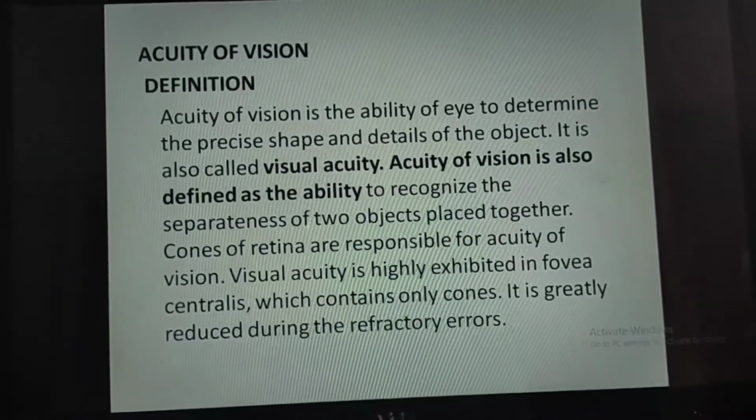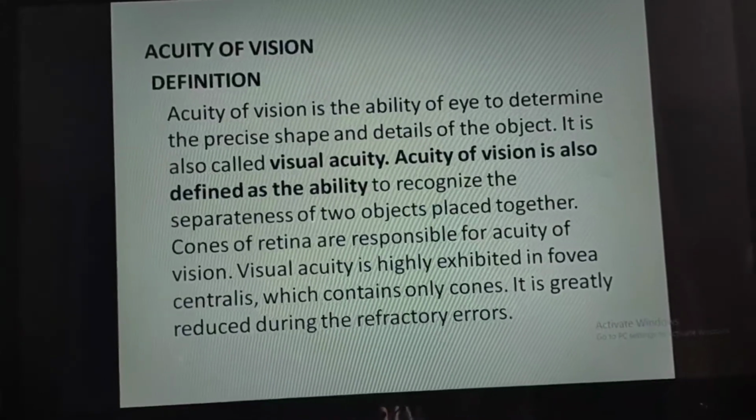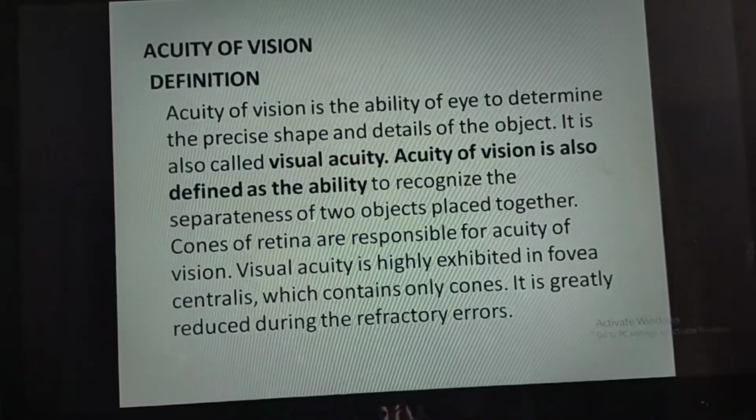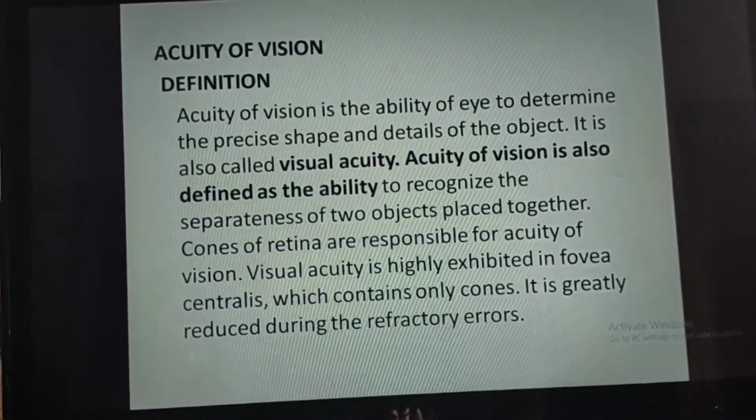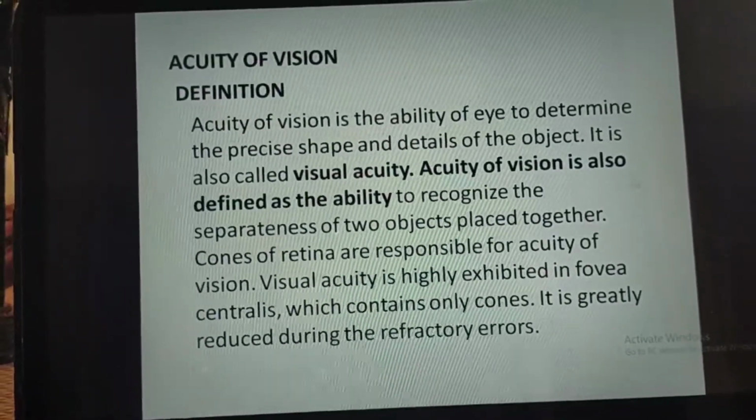Cones of retina are responsible for acuity of vision. Visual acuity is highly exhibited in fovea centralis, which contains only cones. It is greatly reduced during the refractive errors.